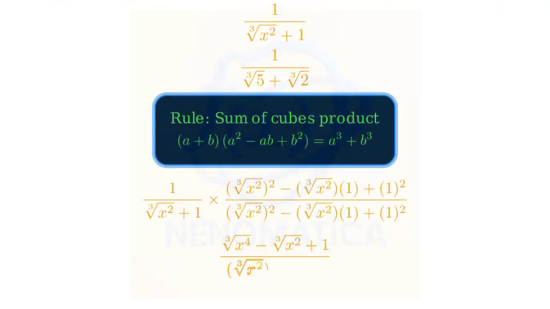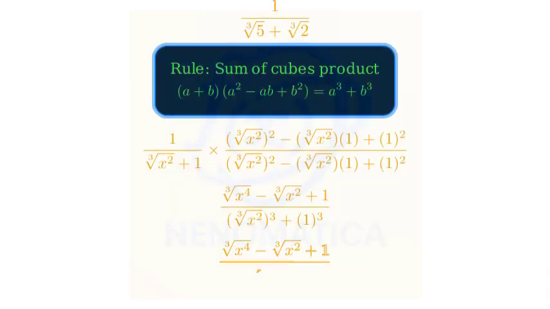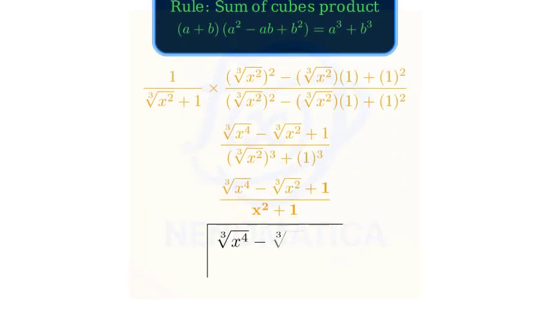Step 2. By the rule, the denominator becomes a cubed plus b cubed, which is x squared plus 1. In the numerator, distribute. You get the cube root of x to the 4th minus the cube root of x squared plus 1. That finishes the first rationalization. The denominator no longer has cube roots.